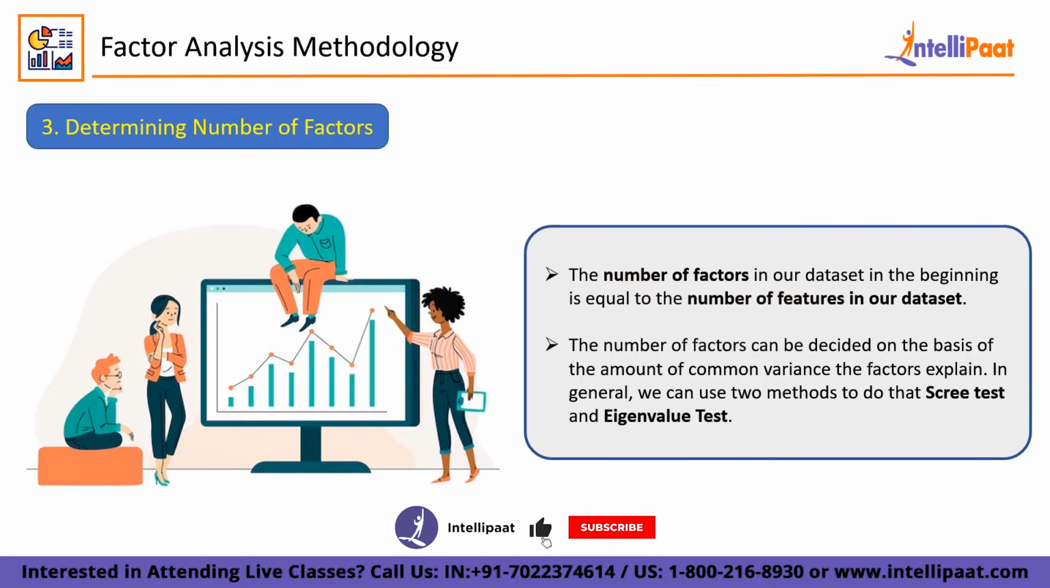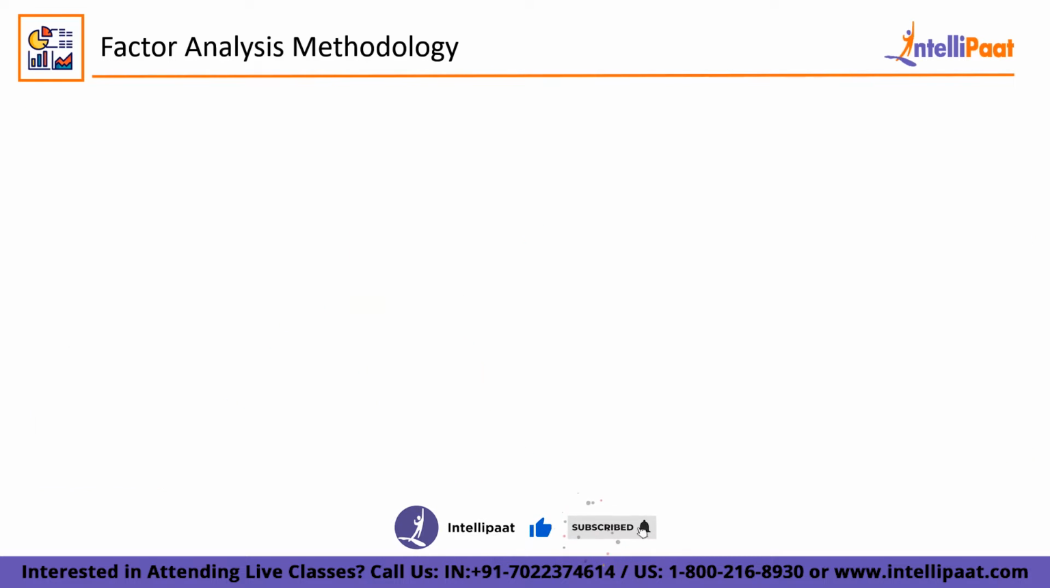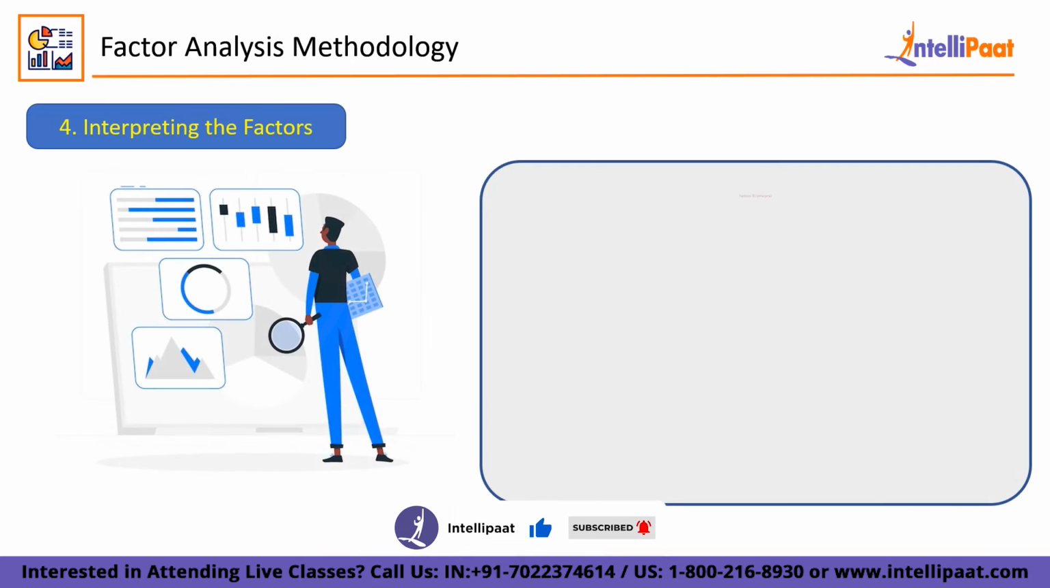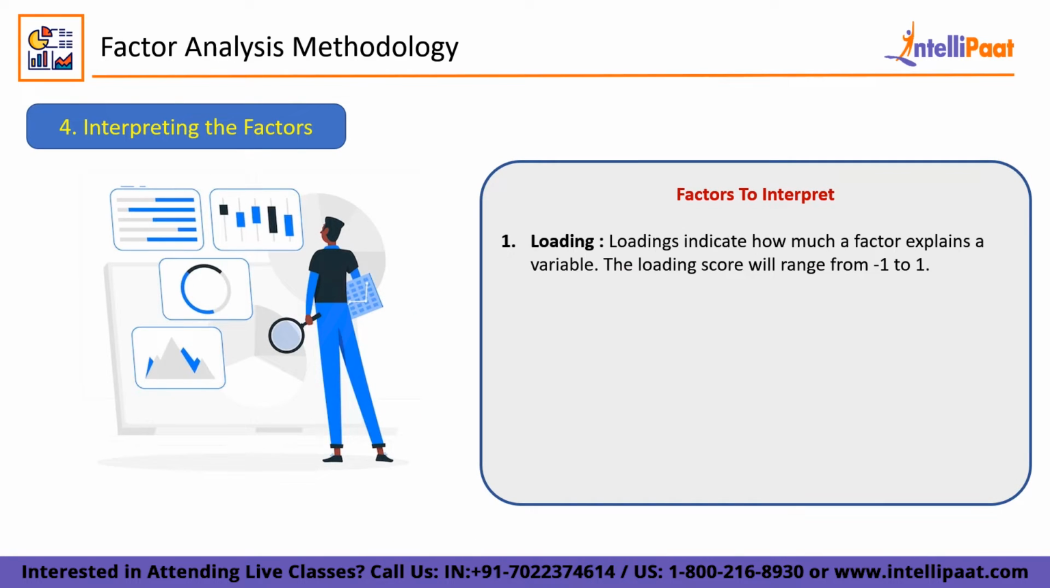Now, the final step is interpreting these factors. Once you have an optimal number of factors, then we have to interpret the factors by making use of loadings, variance, and communalities. Loadings indicate how much a factor explains a variable. The loading score will range from -1 to 1. Values close to -1 or 1 will indicate that the factor has an influence on these variables or features, whereas values close to 0 indicate that the factor has a lower influence on the feature.